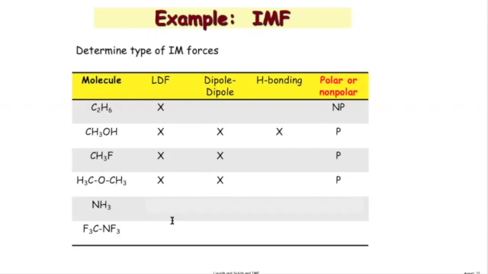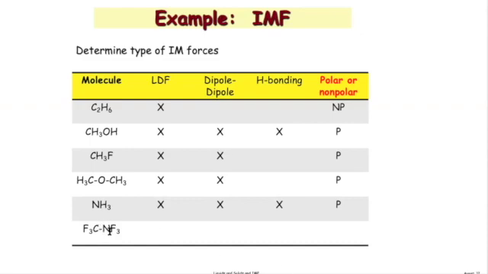And it's got dipole-dipole. This is nitrogen bonded to hydrogen. It's got hydrogen bonding involved. Once you've got hydrogen bonding, it's polar. It's got London dispersion force. And of course, it's polar right there, okay? Because it has hydrogen bonding involved.